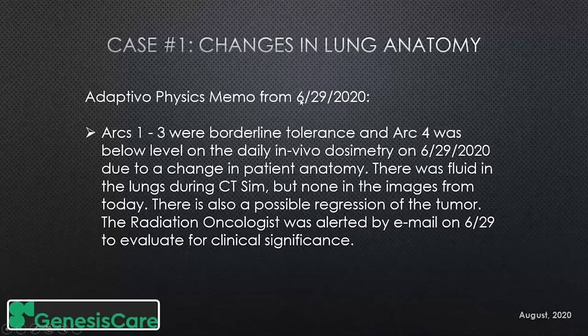So this particular one here was the first notification I received on June 29th. So I analyzed the gamma failure, and I had to put in a conclusion. We call it a physics memo that goes into the gamma report. So I'll just read this to you. It says arcs 1 through 3 were borderline tolerant, and arc 4 was below level on the daily in vivo dosimetry on June 29th due to a change in anatomy.